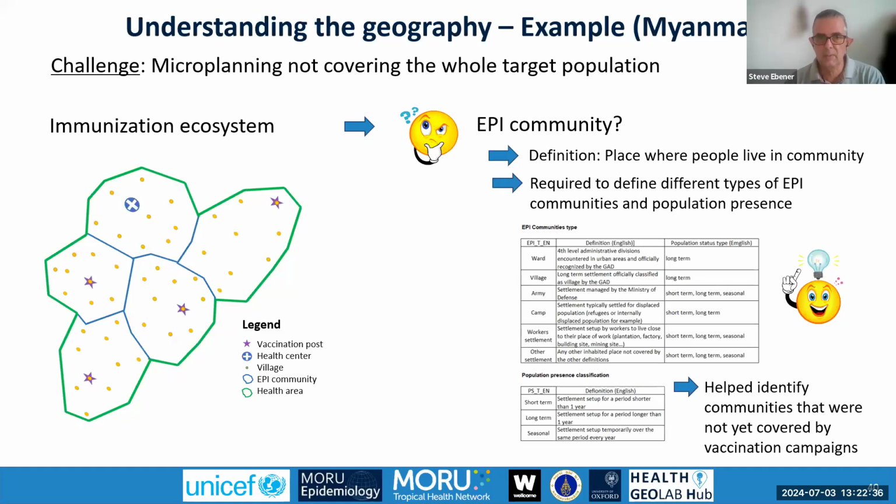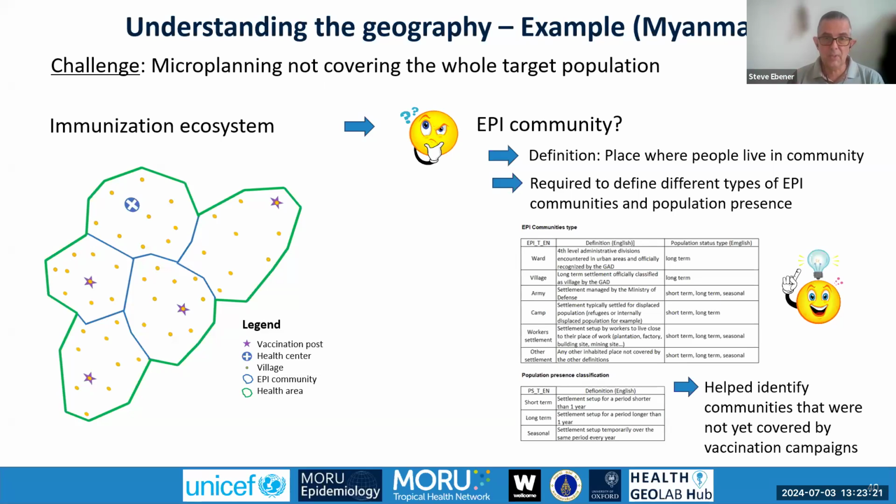But if you look at this visually, there should not be any missed population, right? Because the lowest building blocks in terms of areas are these API communities. And because they are contiguous, there are supposed to be no gaps or overlaps. So we dug a little bit more into this concept of API communities to finally find out that there was a very different understanding of what these API communities were by different stakeholders, even within the expanded program on immunization, between the central level and the township level.